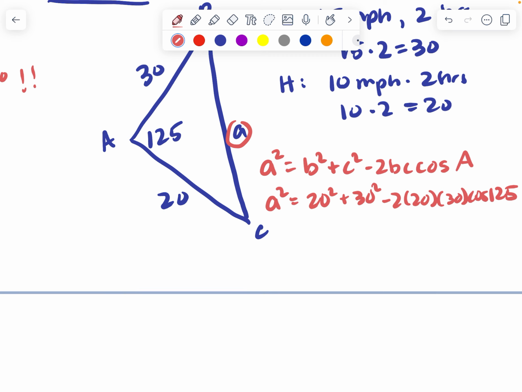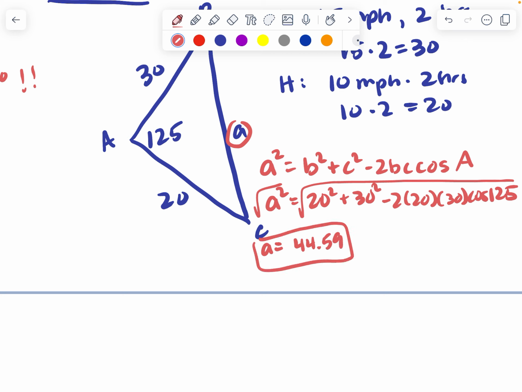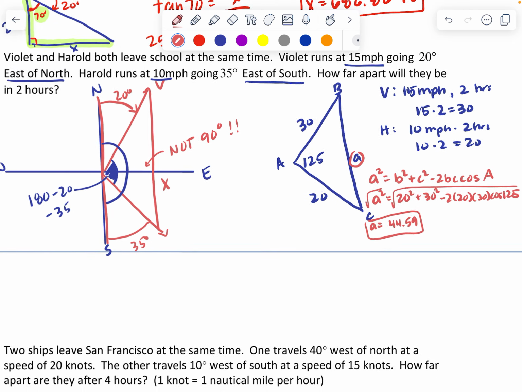There we go. Okay, now I'm going to go ahead and take the square root as well. So a is going to be, and I'm just going to plug that exactly the way I see it into my calculator. So I do the square root button, then 20 squared plus 30 squared minus 2 times 20 times 30 times the cosine of 125. And you guys, I got 44.59. And I think that's in miles. All right, so that's the Violet and Harold problem.